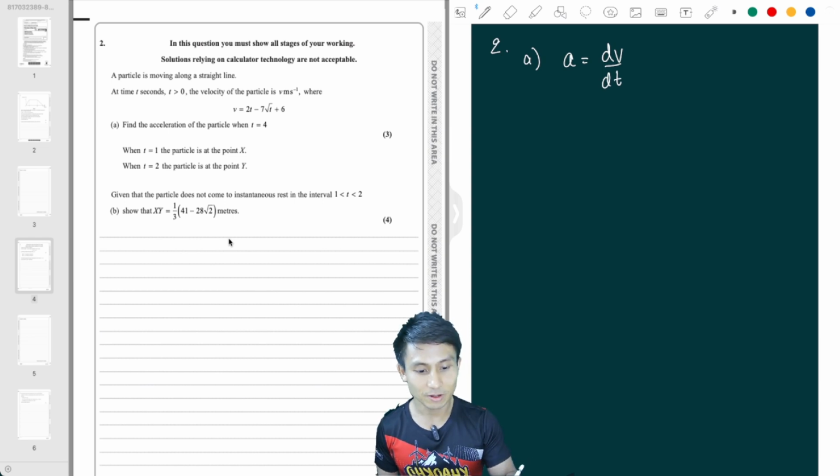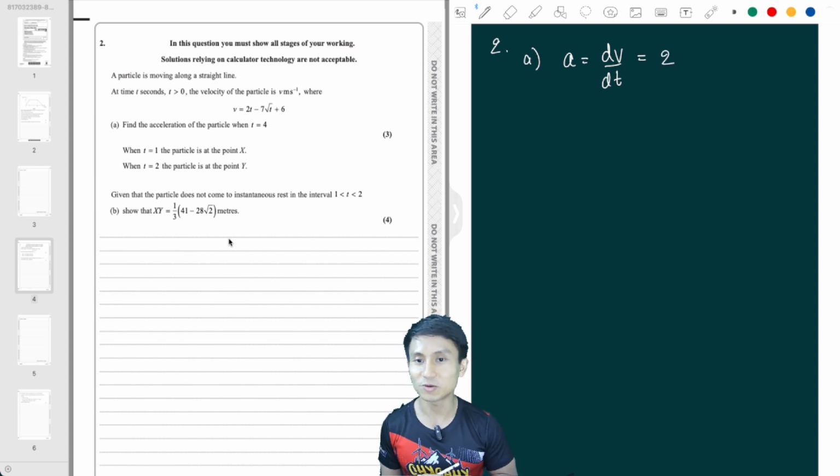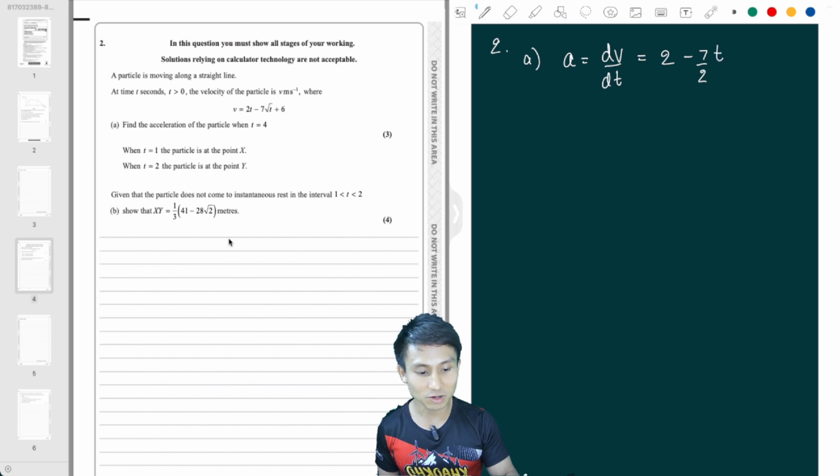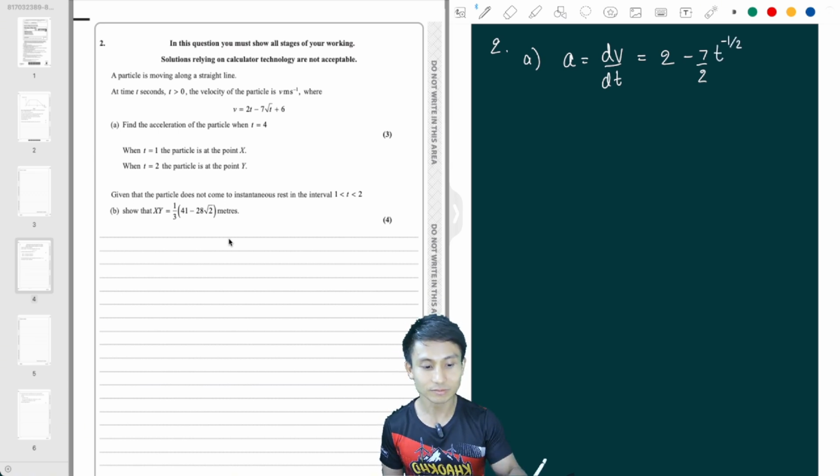Okay, so integrating 2t we get 2, right? Sorry, differentiating 2t we get 2. Differentiating the root t there, root t is just basically t to the power of a half. So we differentiate t to the power of a half, we bring the power down, so it's 7 over 2 as we bring it down. And power subtracted by 1, so it's minus a half instead. 6 goes away. So that is the acceleration function.